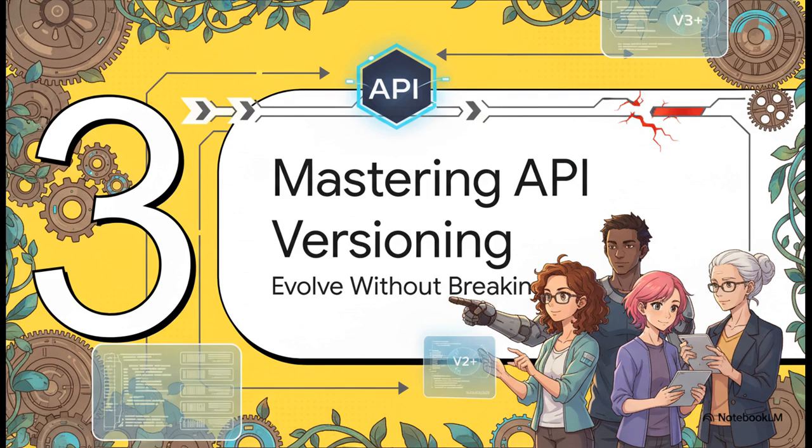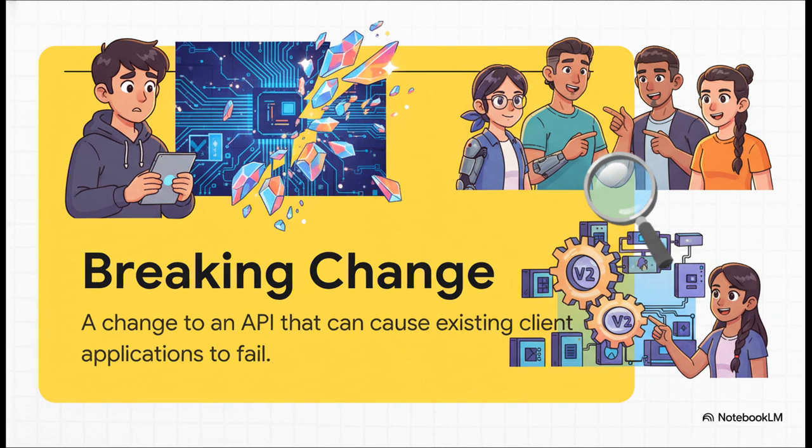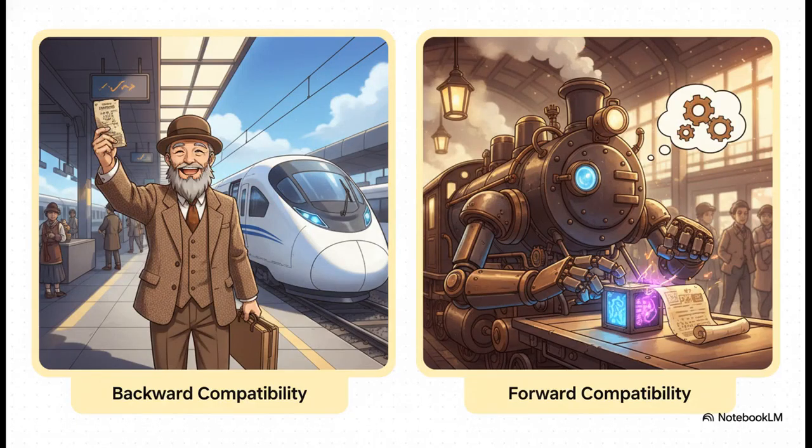This is where mastering versioning becomes absolutely non-negotiable. At the very heart of versioning is this one big idea, the breaking change. This is any little modification, like removing a field, changing a data type, renaming an endpoint, that will cause an existing client application to just fail. The main goal of any good versioning strategy is to avoid these, or at least to manage them very, very intentionally. And to build that kind of resilience, we need to think about compatibility in two flavors.